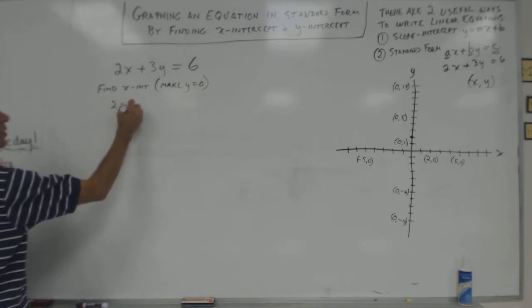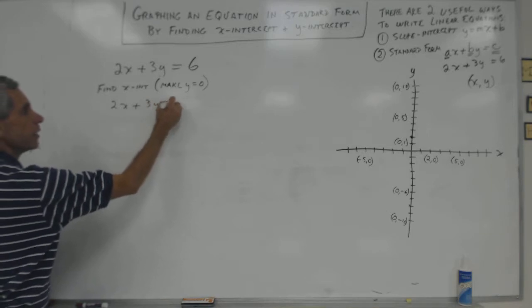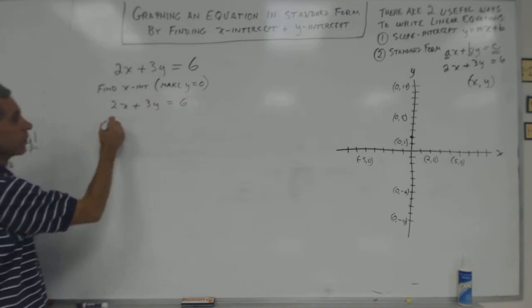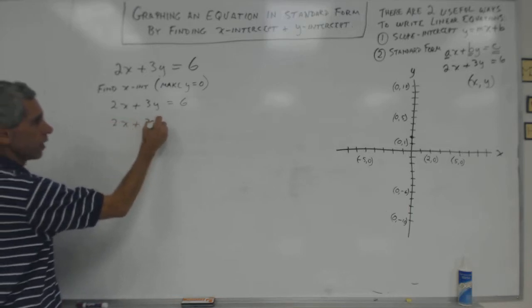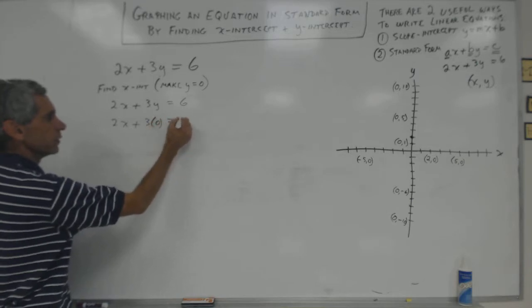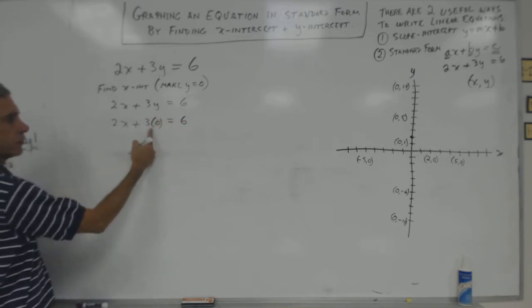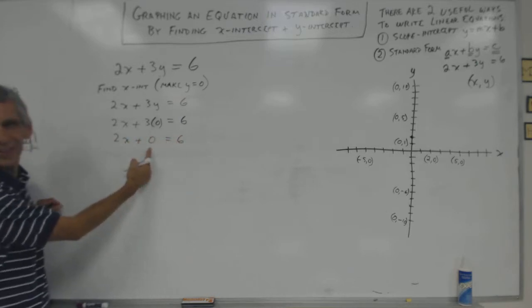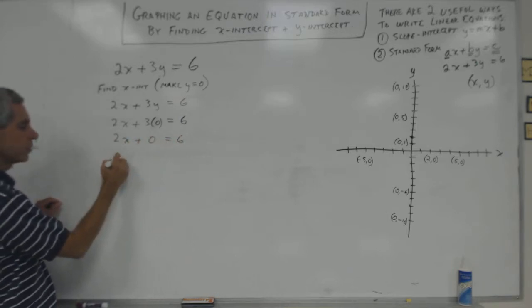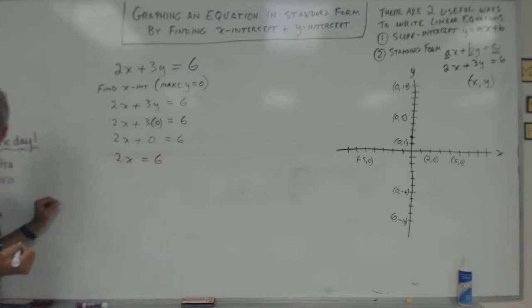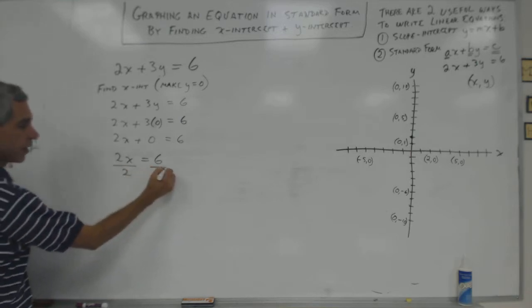So I'm going to rewrite my equation, 2x plus 3y equals 6. Now I'm going to change the y to a 0. 2x plus 3 times 0 is equal to 6. Well, that's going to be 2x plus 0 equals 6. Do I need the 0? No, I don't really need that, so I'm just going to say 2x is equal to 6. Oh, and then Skylar, what do I do now? Then you divide. Yes. Good job.